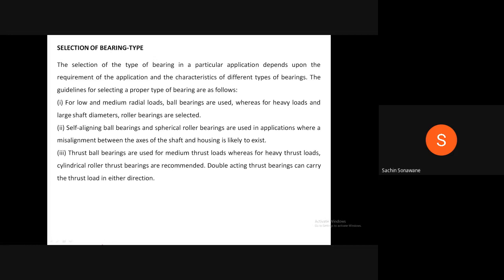Second, self-aligning ball bearings and spherical roller bearings are used in applications where a misalignment between the axis of the shaft and housing is likely to exist. Third, thrust ball bearings are used for medium thrust loads, whereas for heavy thrust loads, cylindrical roller thrust bearings are recommended. Double acting thrust bearings can carry the thrust load in either direction.